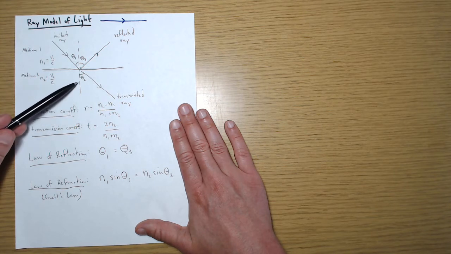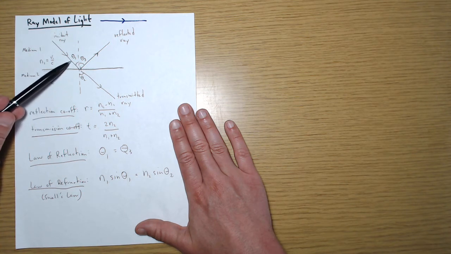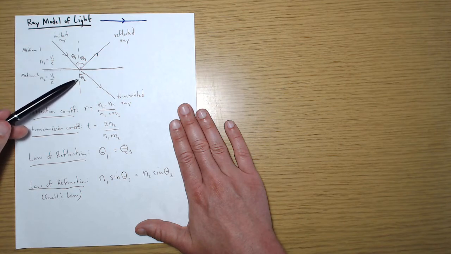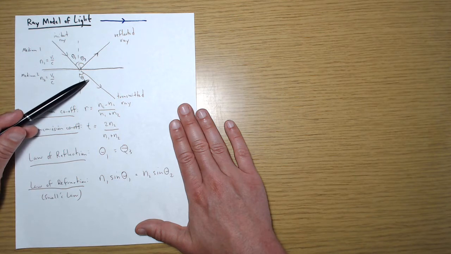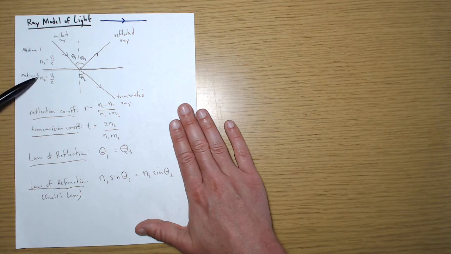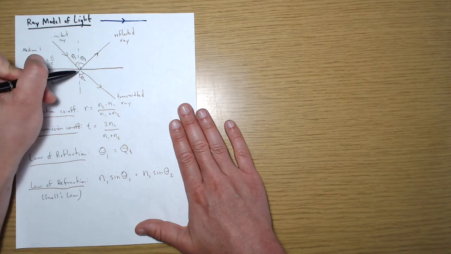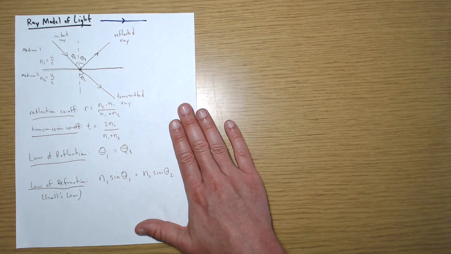Now, in this case right here, if theta 2 happens to be bigger than theta 1, that would mean I'm entering a material with a smaller index of refraction. But if the ray bends towards the normal as it enters into n2, that would mean I'm entering a material with higher index of refraction. Or in other words, the ray slows down, the ray being the direction of the flow of energy. All right. So I have theta 1, theta 2, and theta 3.